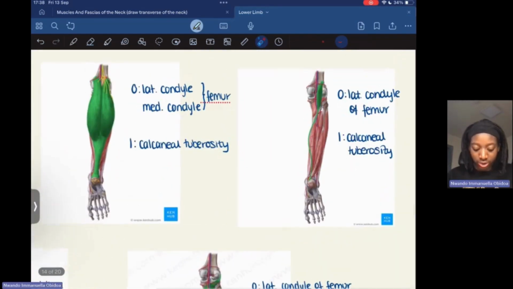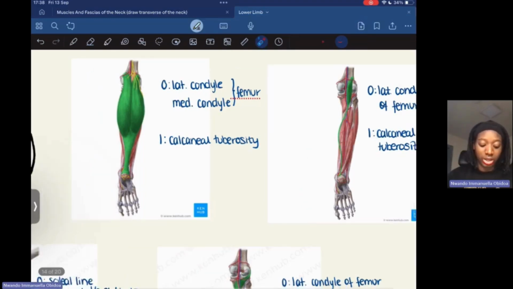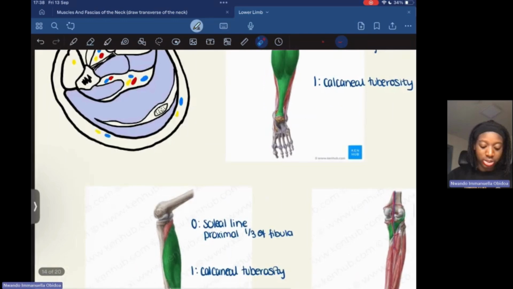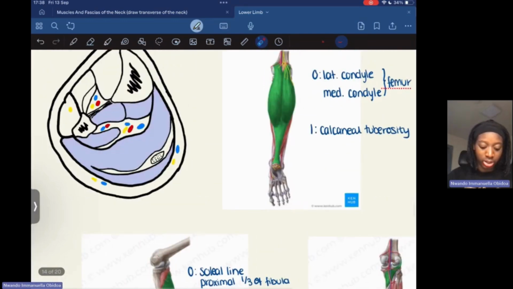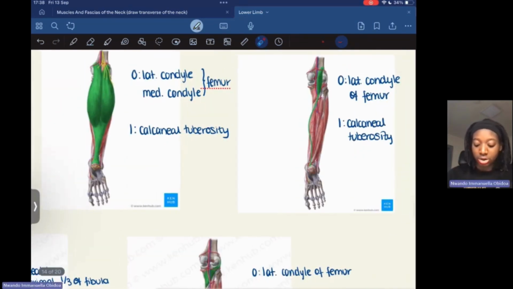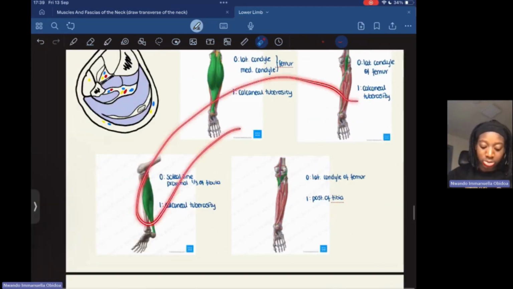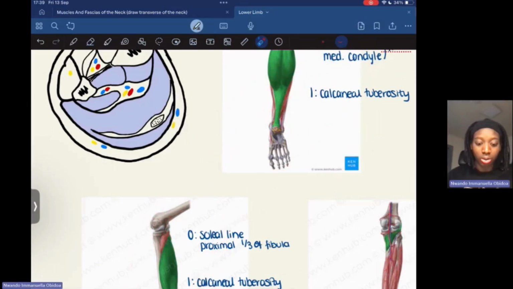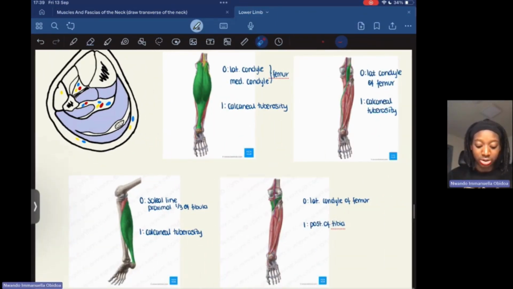And then you have your plantaris. The tendon can be found in between the gastrocnemius and the soleus, as seen in this diagram here. So this would be your soleus, and then that's your gastrocnemius. The plantaris originates from the lateral condyle of the femur and inserts on the calcaneal tuberosity. These three muscles make up your Achilles tendon.